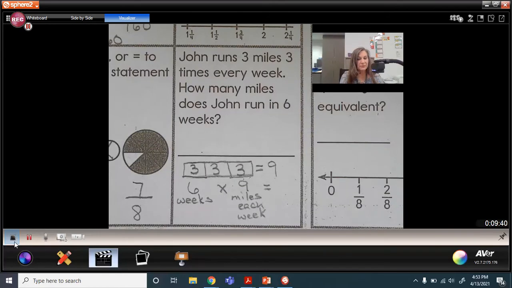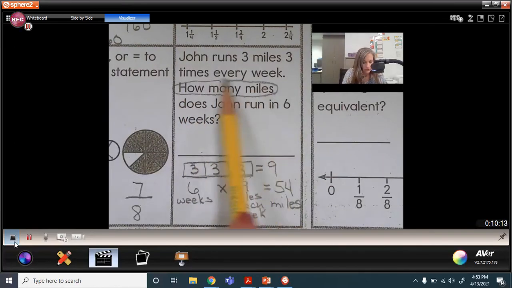Okay, if you don't know what 6 times 9 is, do you know what 6 times 10 is? If you know what 6 times 10 is, which is 60, now you can subtract a group of 6 away from 60, and you will get 54. So by the end of 6 weeks, running 9 miles each week, he will have run 54 miles total. How many miles does John run in 6 weeks?